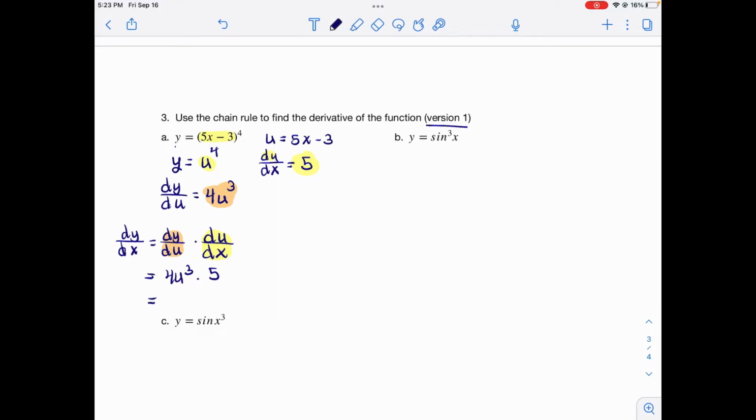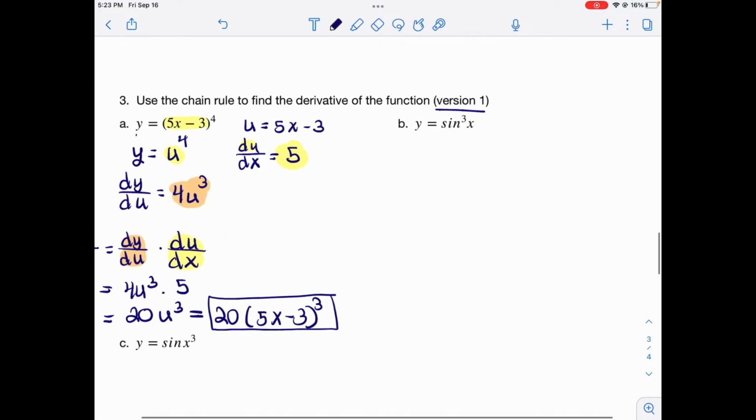And then I'm going to multiply these together, and I get 20u cubed. Now don't stop here. The original problem was in terms of x, so your final answer has to be in terms of x. So you've got to go back to your original variable. All you do is replace that u with what you defined it to equal. So I have 20 times (5x minus 3) cubed, and that would be my answer.